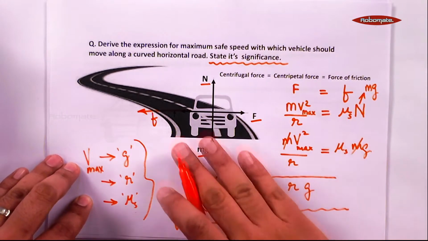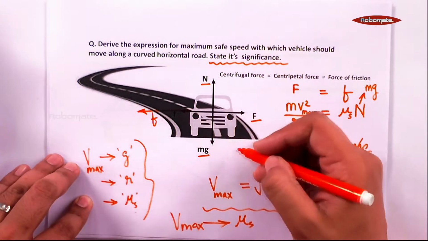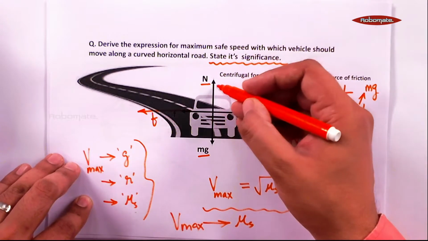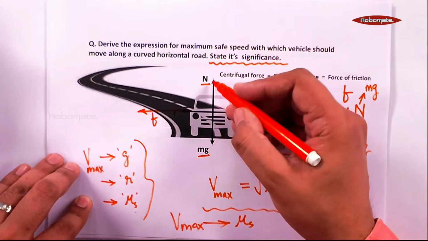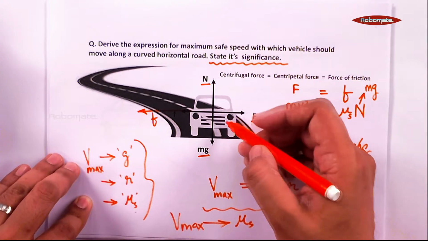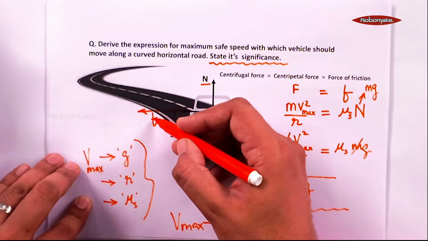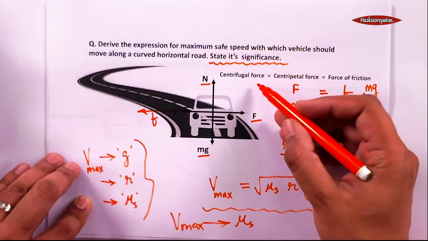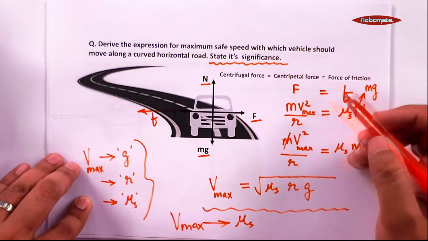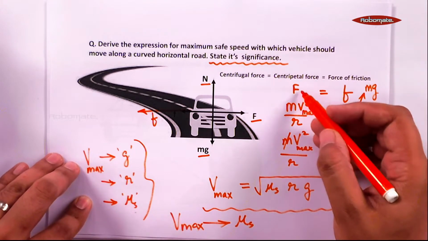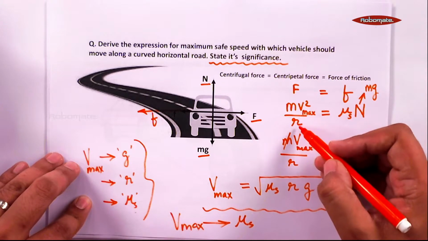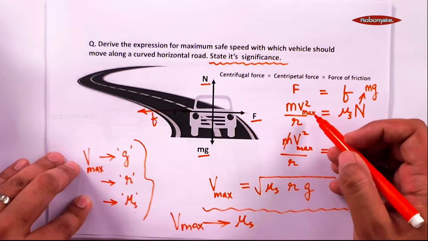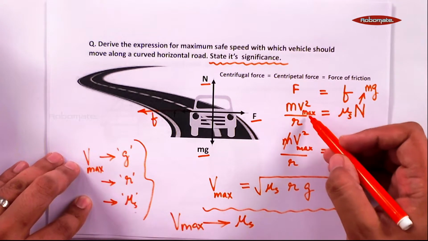How do we start? We first of all visualize a car moving along a curved road. For that car, the horizontal forces are balanced, the vertical forces are balanced. The vertical forces are normal reaction and the weight. The horizontal are the inward frictional force, the real centripetal force, and the outward centrifugal force. We start the expression by saying that the centripetal is equal to centrifugal, which is nothing but equal to the frictional force. We substitute the centrifugal force as mv square by r. In this case, since it is moving with the maximum velocity after which it will just slip or the friction will collapse, we call the velocity as Vmax.